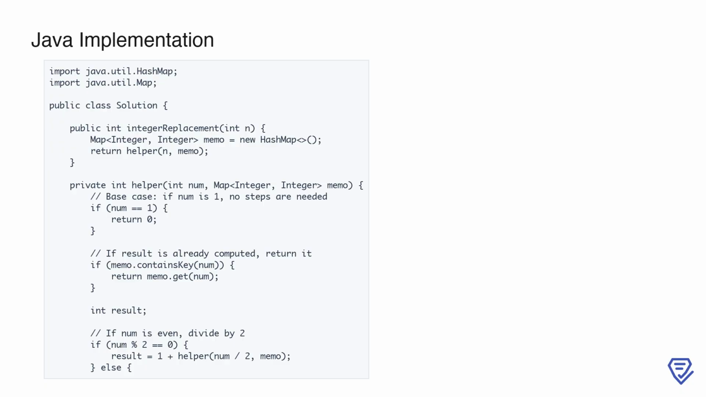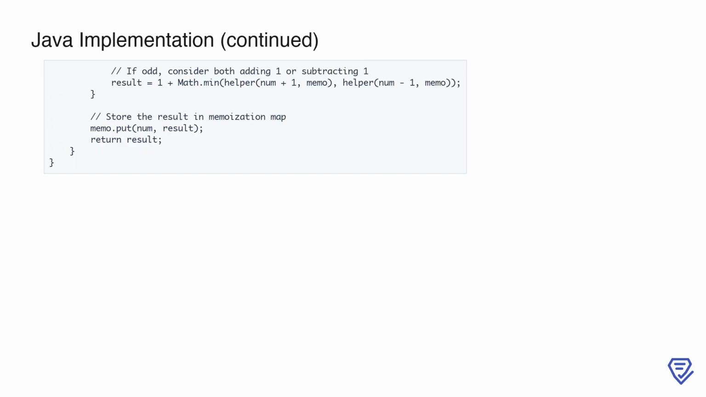If the number is even, we divide it by 2 and recursively call the helper method, incrementing the step count by 1. When the number is odd, we need to consider both possible operations, adding 1 or subtracting 1. For each case, we recursively call the helper function and calculate the minimum steps required. We then increment the result by 1 to account for the current operation.